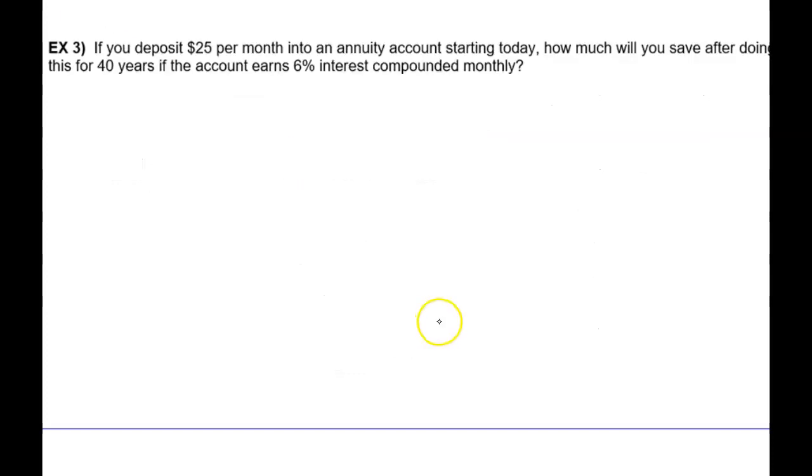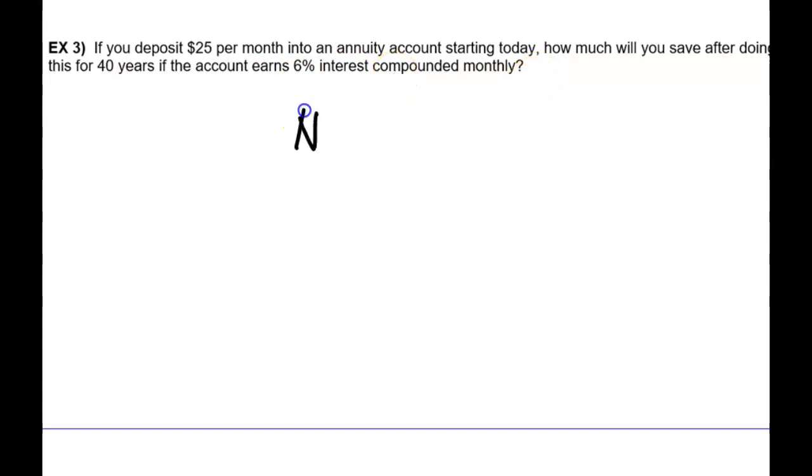Okay. Example 3 says, this is more an old lady thing, okay? You're depositing $25 a month into an annuity. Might be your parents doing this for you for college, okay? $25 a month into an annuity starting today. How much will you have saved after doing this for 40 years? I hope it's your retirement they're saving for, not your college, because if you wait 40 years, you might not remember anything. Earning 6% compounded monthly.